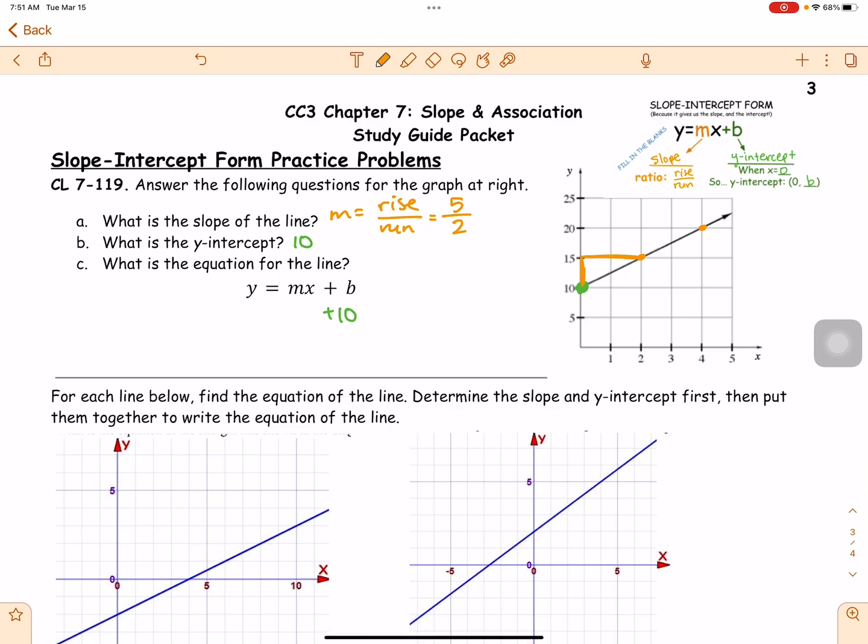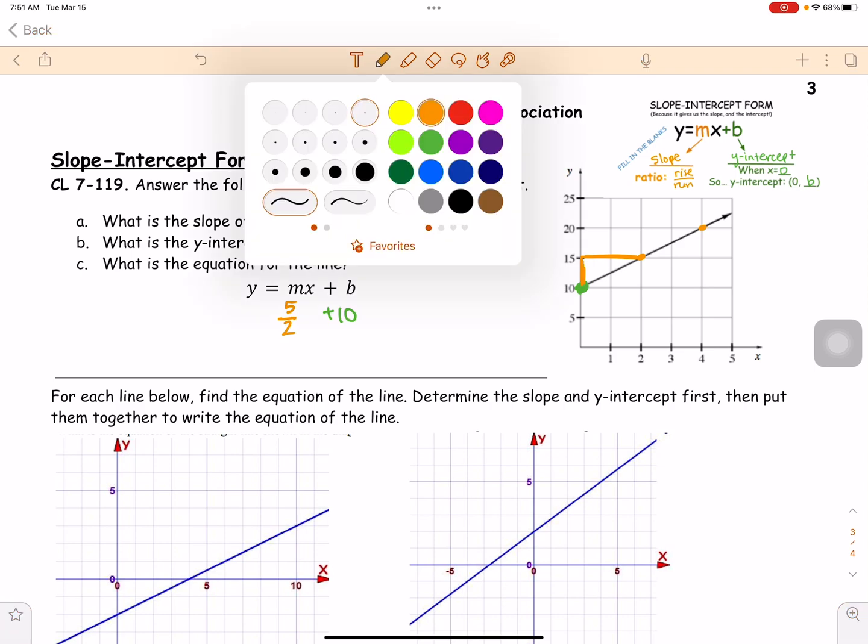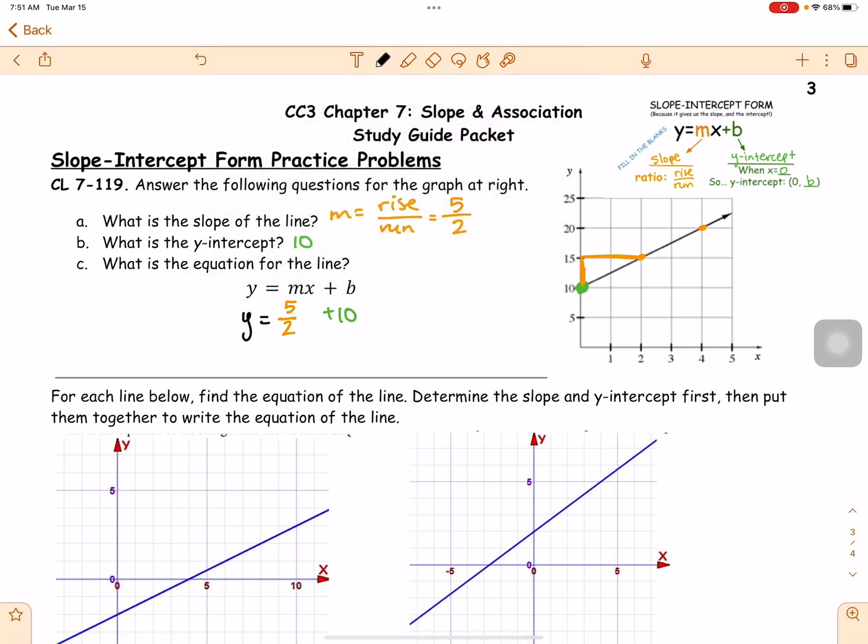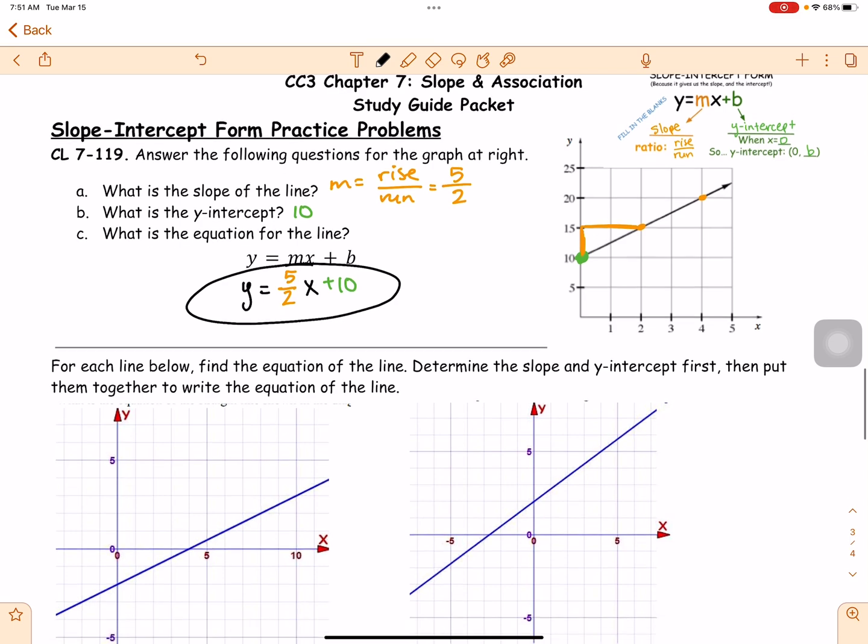So 5 over 2. Now I cannot divide top or bottom by anything. You could get 2.5 if you divided it, but honestly, just leave slopes as a fraction if it's completely simplified. And don't forget to put your x next to your slope. So this graph would be y equals 5/2 x plus 10. Make sure you pause if you need to, because I'm going at a decent speed here.